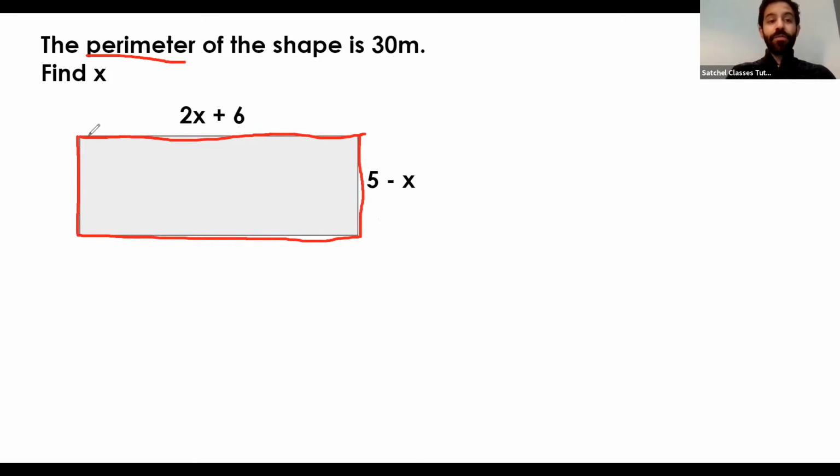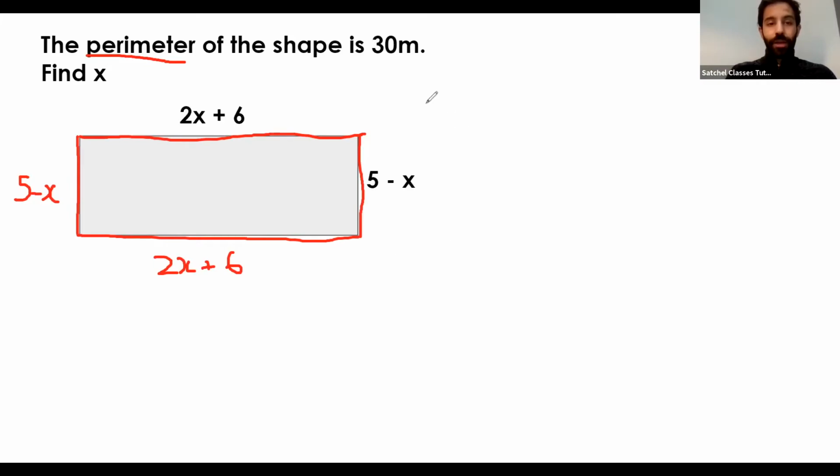So we need to be able to form an equation here. Now, before I do, I need to make sure I understand that this side is also going to be 5 minus x, because these two sides are of equal length. And this side is also going to be 2x plus 6. So if I add all of these sides together, I will get 30 meters. And that will help me form an equation.